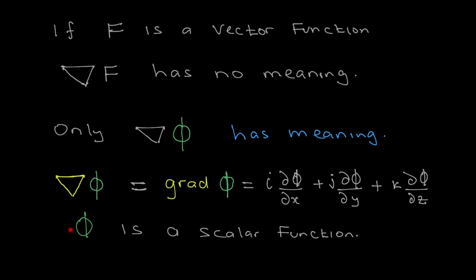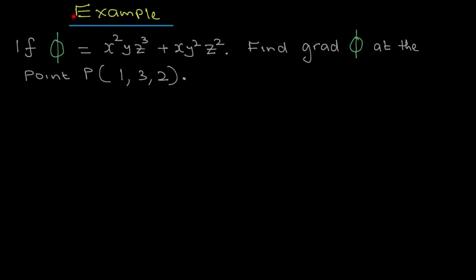So remember, phi is a scalar function. Applying Nabla to phi has meaning. Applying Nabla to a vector has no meaning. Here's an example. If phi is equal to x squared y z cubed plus x y squared z squared, find the grad of phi at the point P equals (1, 3, 2).